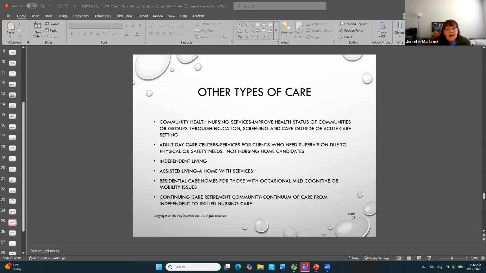Adult daycare centers. These are actually really cool. These are services for clients who need supervision because of physical or safety needs, but are not candidates for nursing homes. Generally with adult daycares, the client lives with a family member or friends, and they get assistance in the evening hours and on weekends, but they don't have assistance during the day. So it is literally a daycare center.